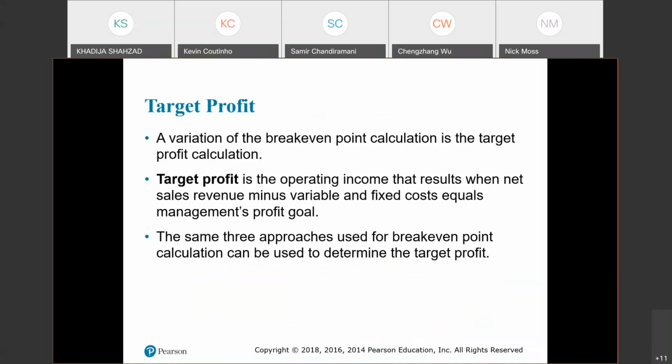A variation of the break-even point calculation is the target profits calculation. Target profit is the operating income that results when net sales revenue minus variable and fixed cost equals management's profit goal. The same three approaches can be used here. The only difference is that a company uses target profits instead of the break-even point of 0.